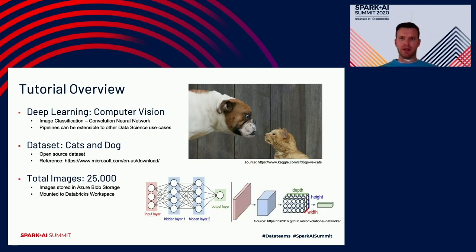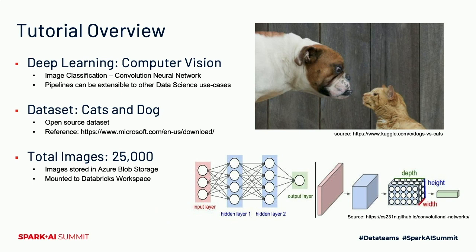The use case that we'll implement in this session is a deep learning computer vision task, in particular image classification. We'll demonstrate how the templates can easily be extensible to deep learning libraries such as TensorFlow and PyTorch. The dataset that we'll be using is an open source cats and dogs image dataset. The idea here is that this toy dataset can easily be substituted out for your actual use case. Nevertheless, this particular dataset consists of 25,000 images. Those images are currently stored in Azure Blob Store, and then we'll mount the Blob Store to the Databricks workspace to easily consume those images. And we'll step through configuring this step within the tutorial.